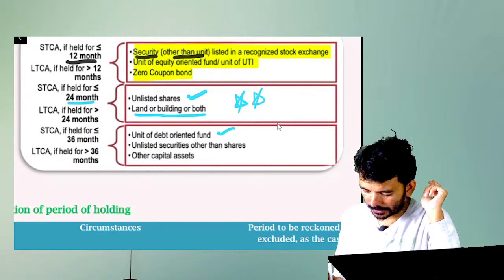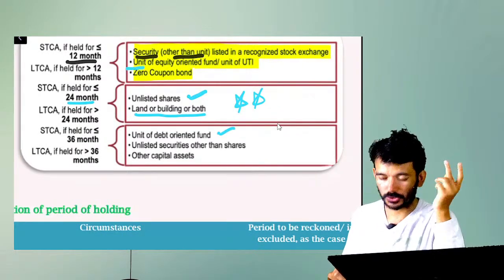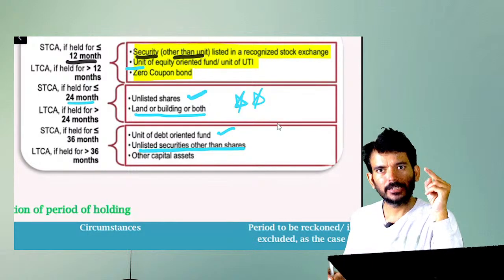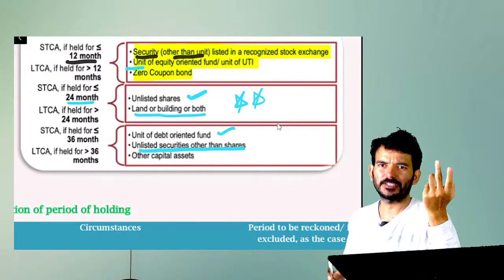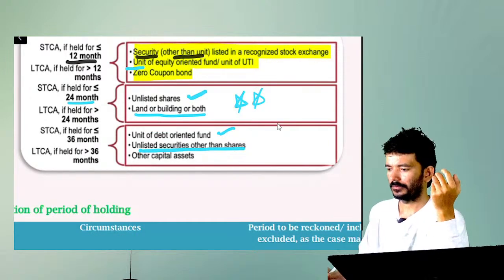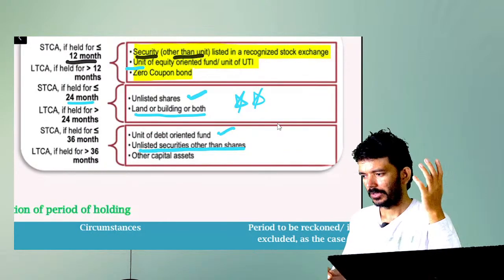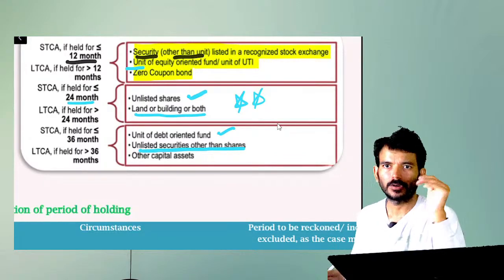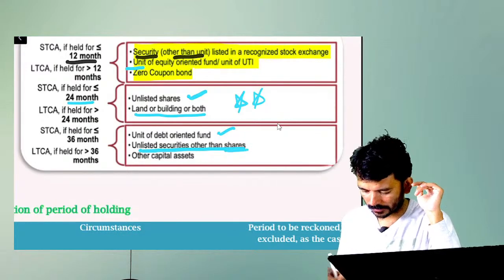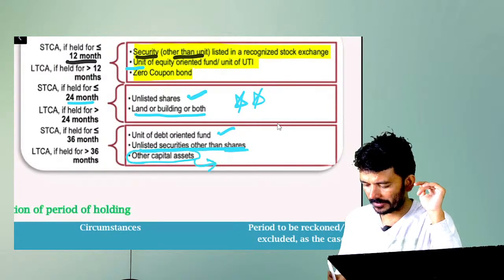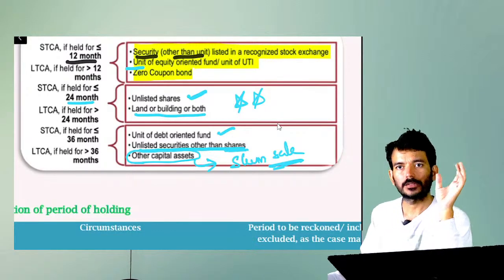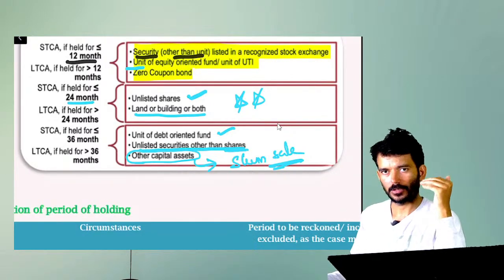And then for 36, debt oriented fund. See, equity oriented fund, it was 12 months. Debt oriented fund, it is 36 months. Unlisted securities other than shares. If it is unlisted shares, it is 24. Unlisted any other security, you will have options, bonds, debentures, anything, right? So for those it will go to 36 months. Other capital assets, one example I can give is whenever there is a slump sale, you will consider 36 months to say that something is long term or short term.